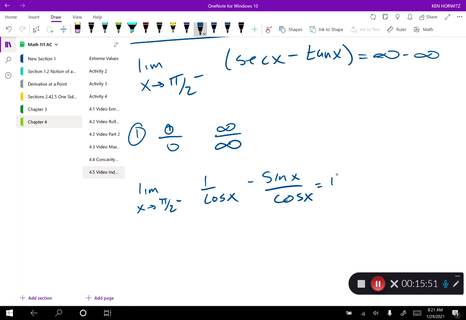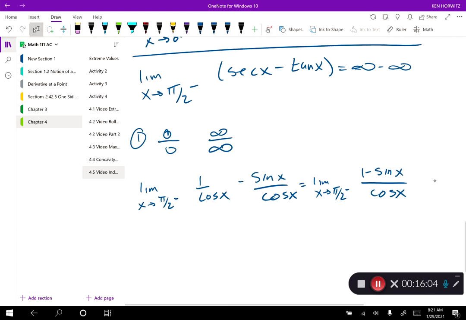which equals the limit as x approaches pi over 2 from the negative side of 1 minus sine x over cosine x. And if we were to plug in at this point, if I plug pi over 2 in for sine x, I get 1 minus 1, which would be 0. And I plug pi over 2 in for cosine x, and I get 0 as well. The little modification we made yielded the result we wanted, because now that we have a 0 over 0, we can use L'Hopital's rule.